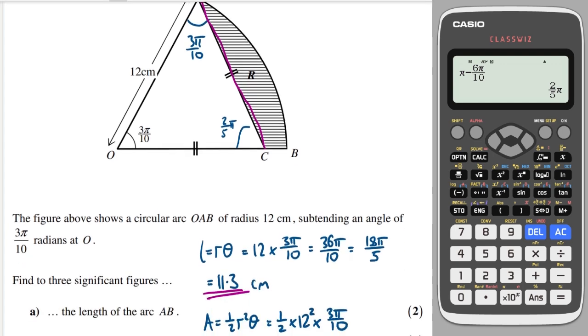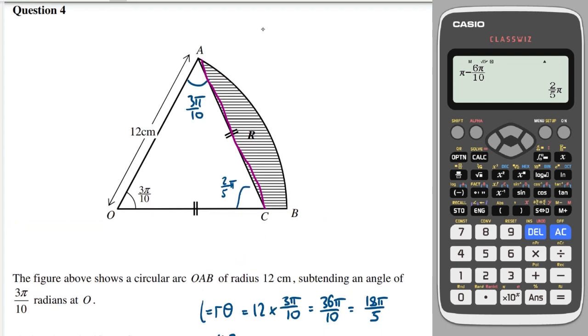So I can say that AC over sine of the angle opposite it, which is this one over here, 3 pi over 10, is equal to 12 over sine of 2 pi over 5. Okay, great. So I can rearrange to get AC.